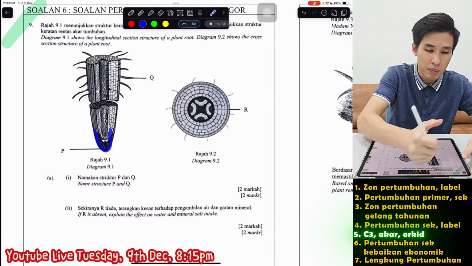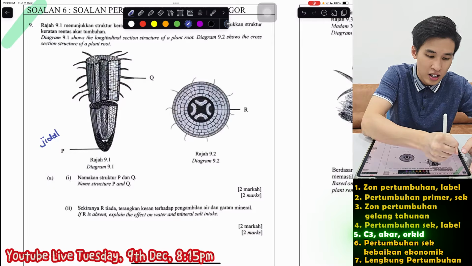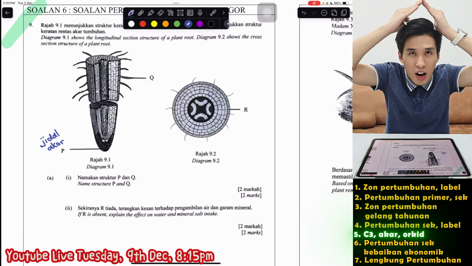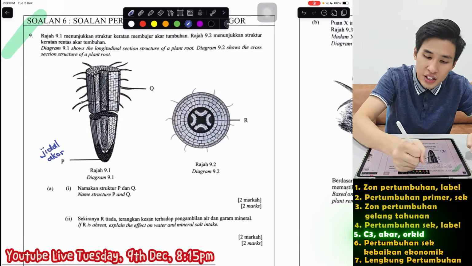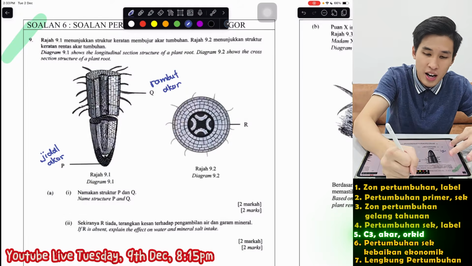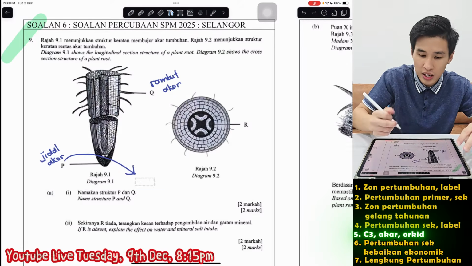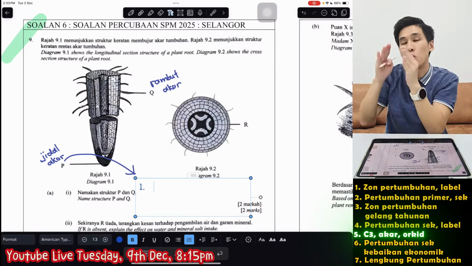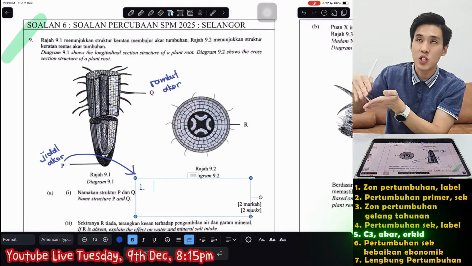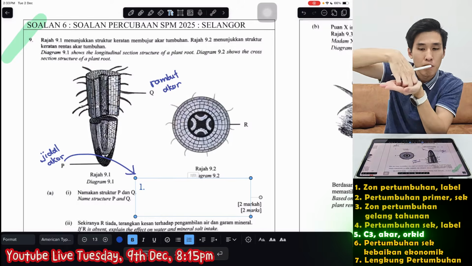Remember, this thing is called your jidal akar (root cap). So at the end of your akar there is a covering called jidal akar. And this is your rambut akar. If they ask what is the function of jidal akar, jidal akar is to melindungi the hujung akar. Because when the akar menembusi ke dalam tanah, sometimes it might hit something and then might patah.